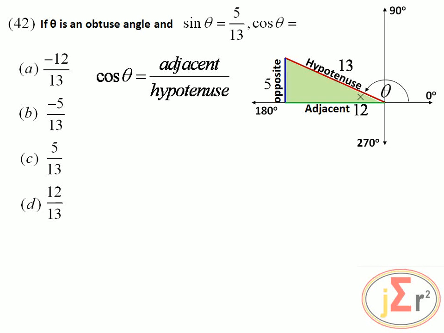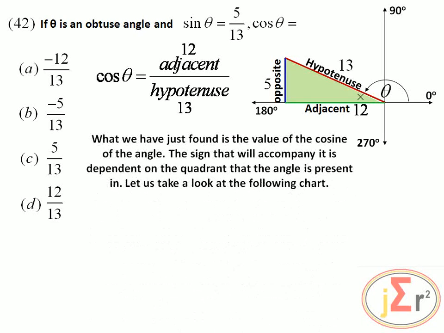Cos theta is equal to adjacent over hypotenuse. So what is adjacent? What is hypotenuse? Of course, we are putting the hypotenuse second. So adjacent over hypotenuse, 13 for the hypotenuse, 12 for the adjacent. So we have 12 over 13. What we have just found is the value of the cosine of the angle. The sign that will accompany it is dependent on the quadrant that the angle is present in.